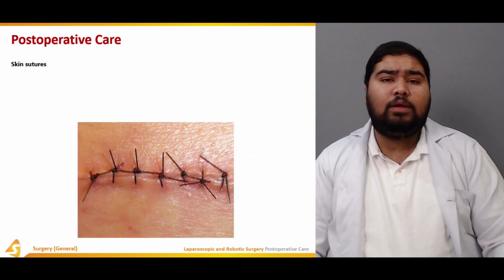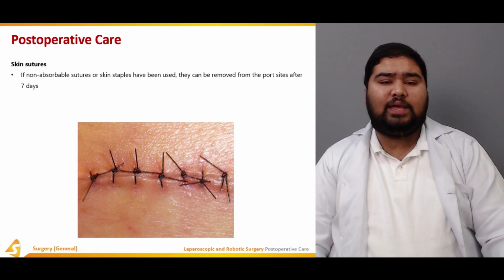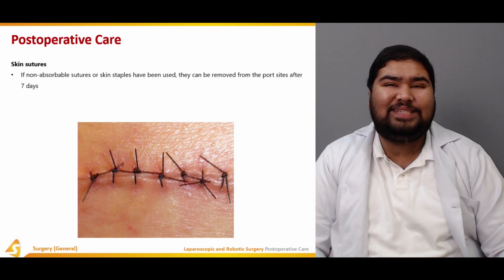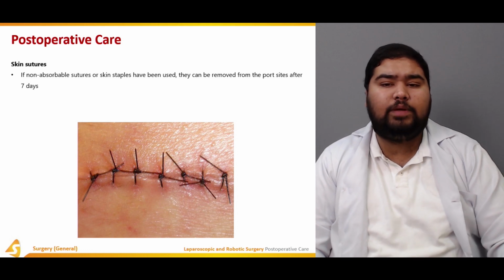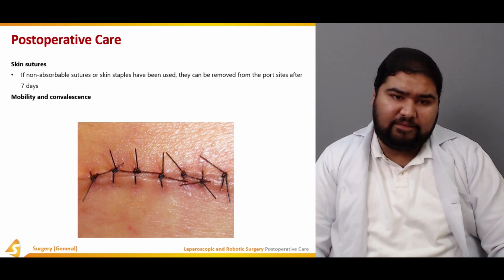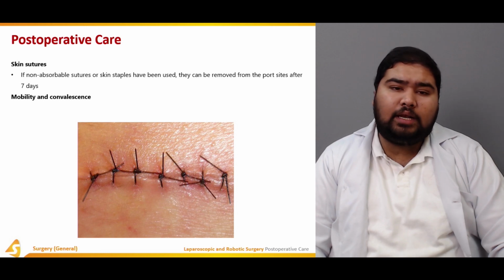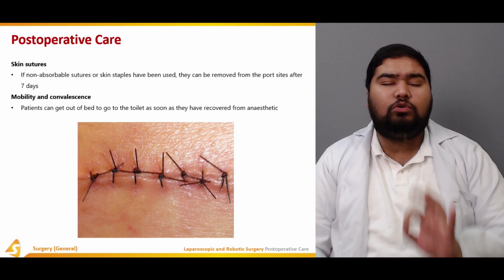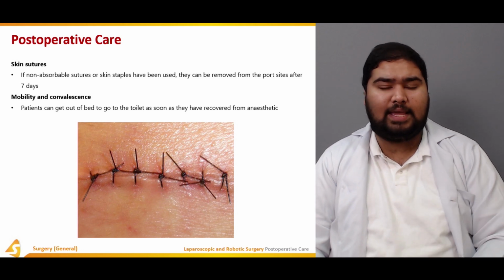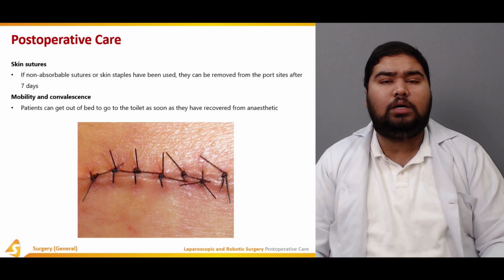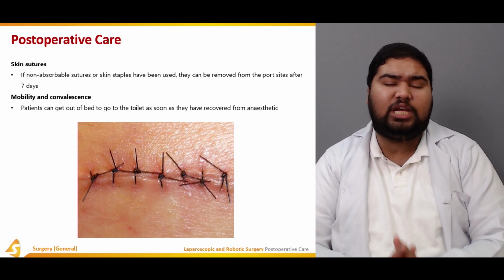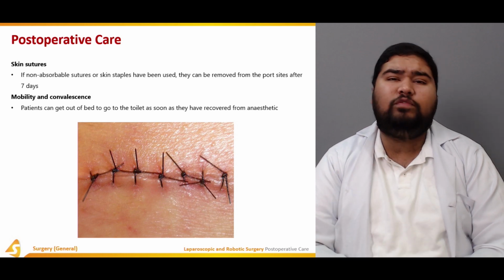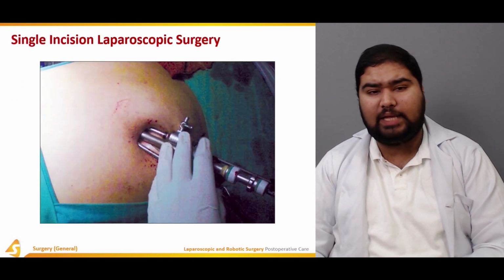So, continuing with the post-operative care, the skin sutures, if they're non-absorbable, or skin staples, should be removed after 7 days. Regarding mobility and convalescence, the patient should get out of bed to go to the toilet as soon as they can. There's no obstruction, no limitation to the patient's movement. The patient should be encouraged to move and go to the toilet by themselves.